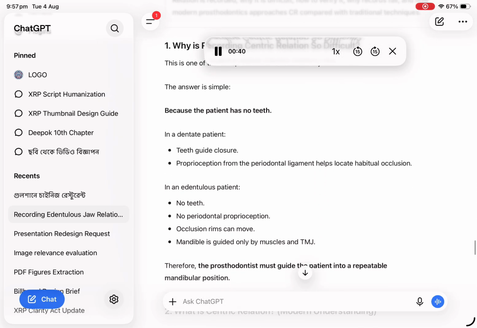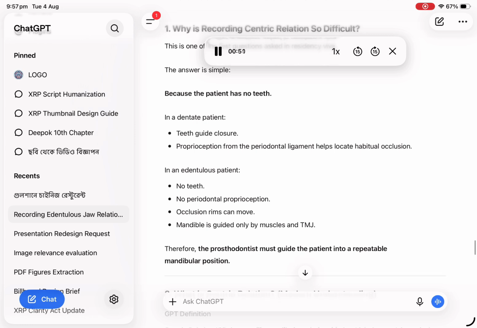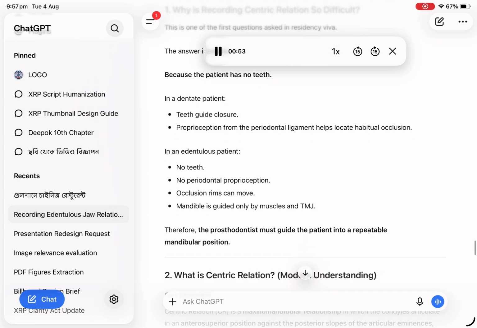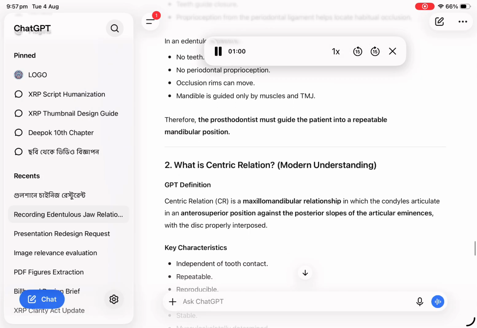In a dentate patient, teeth guide closure. Proprioception from the periodontal ligament helps locate habitual occlusion. In an edentulous patient, there are no teeth and no periodontal proprioception. Occlusion rims can move. The mandible is guided only by muscles and the TMJ. Therefore, the prosthodontist must guide the patient into a repeatable mandibular position.